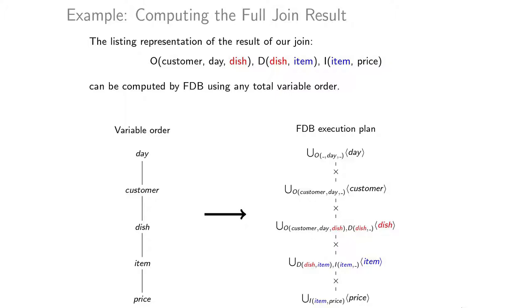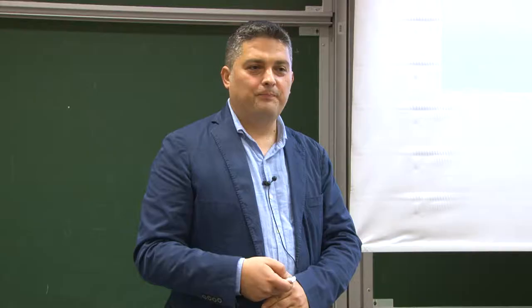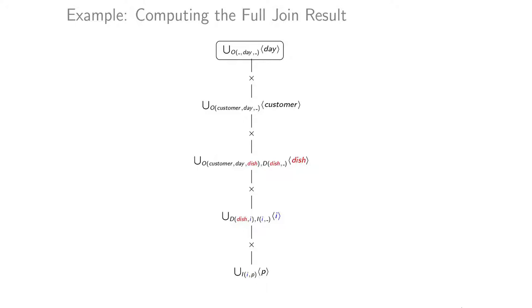Now, for a given day, you iterate over the customers. And then for a given day and customer, you iterate over the dish, and so on and so forth, right? So you go like this, step by step. So if you achieve this, then essentially what it means here is that you expand at each step, right?